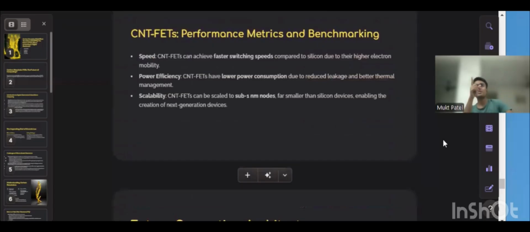Here are the performance metrics and benchmarking: speed, power efficiency, and scalability. It includes faster switching speed in speed, lower power consumption in power efficiency, and in scalability, sub 1 nanometer nodes.